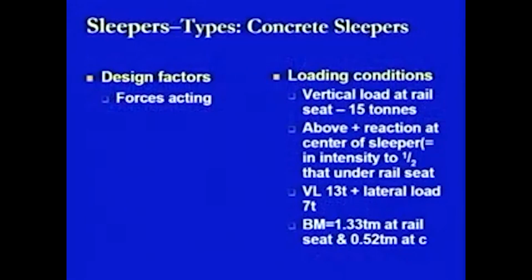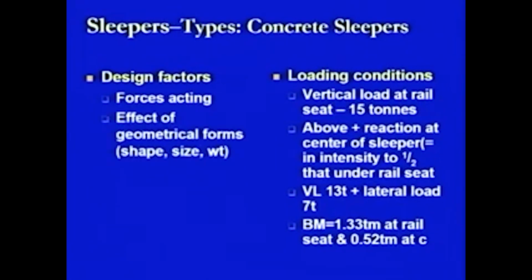Another factor which needs to be taken into consideration as far as the design is concerned: on the basis of this we can see the forces which are acting on any section or any sleeper, the various forces as we see in the loading conditions are vertical loads or the lateral loads or the type of the bending moments which will be there. There is also an effect of geometrical form or the shape of the sleeper. This is to be taken in the form of what is the overall shape, what is the size, and then what is the weight of that sleeper.